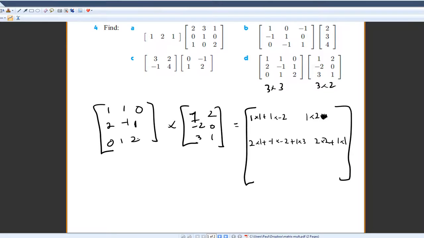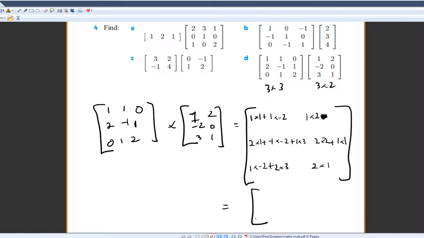Okay, third row, first column. 0 times 1 is 0, so I'm not going to do it. 1 times -2 plus 2 times 3. Alright, and row 3, column 2. 0 times 2 is 0, 1 times 0 is 0, 2 times 1.